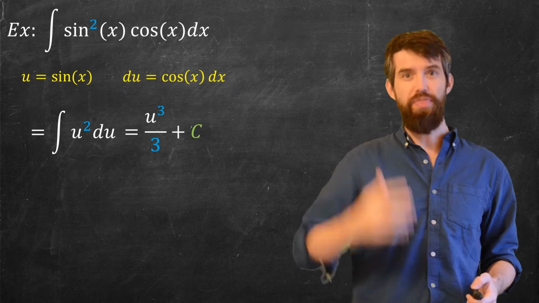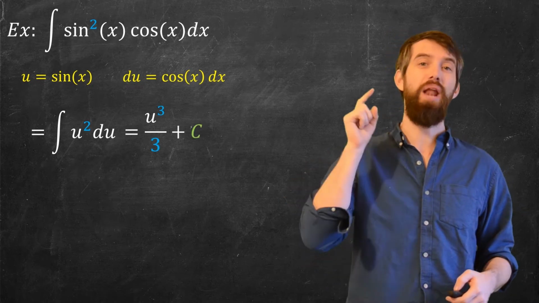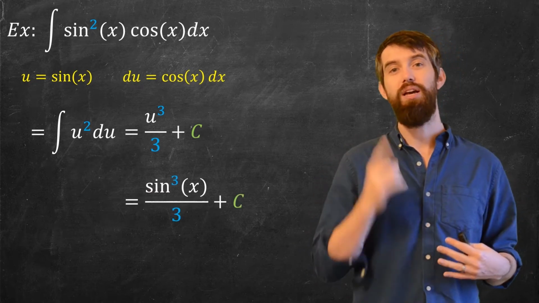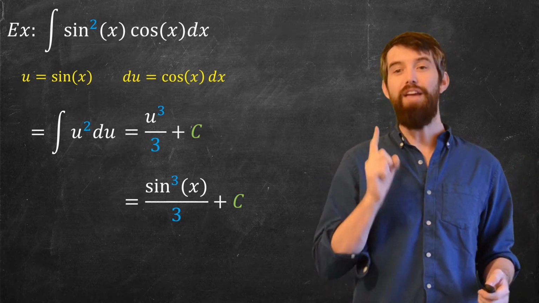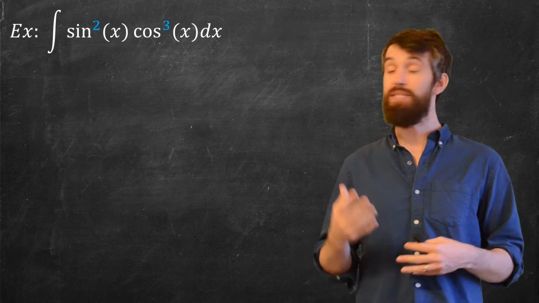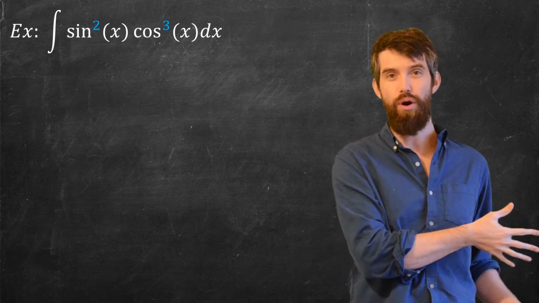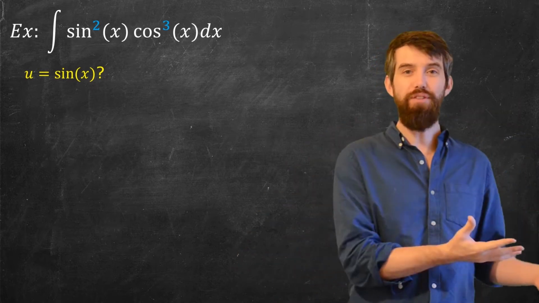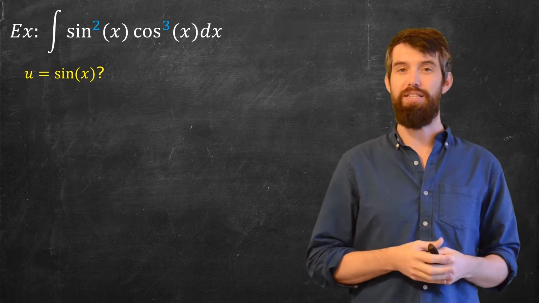Regardless, I can integrate that. I get u cubed over 3 plus c as it's an indefinite integral. And then when I substitute back in for x, sine cubed of x over 3 plus c. Pretty straightforward, just a u substitution. But if I make it just a tiny bit more complicated, sine squared cos cubed, notice that I cannot do that anymore. If I tried to make u equal to sine of x, then my du is cos of x, but I don't just have cos of x dx. I have cos cubed of x dx.